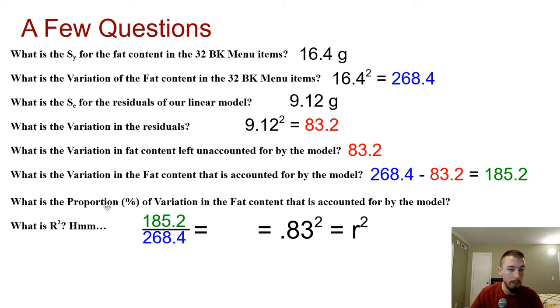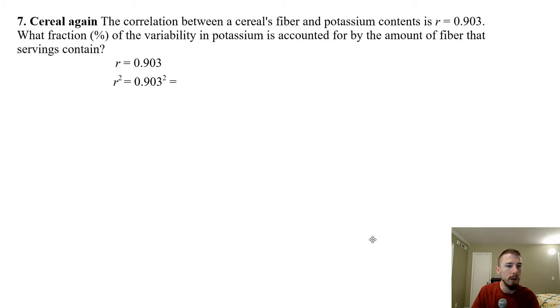All right, so what proportion of the variation in fat content is accounted for by the model? That's how we define an R squared, by the way. That should sound really familiar. So this is how much was removed divided by the total amount of variation, which is 69%, which is the same thing as squaring the correlation, which is really groovy. All right, moving on, number 7.